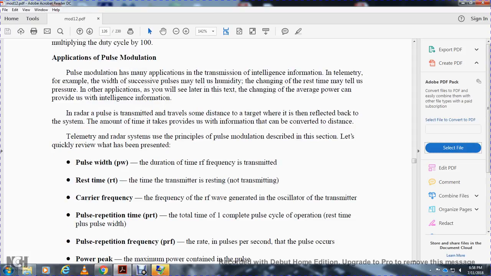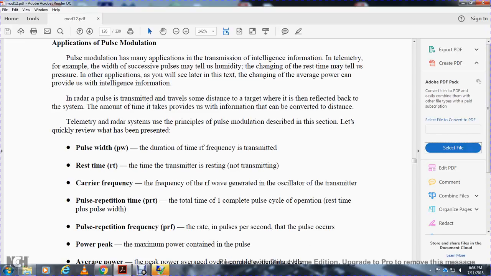Pulse width: the duration of the time the radio frequency is transmitted. The rest time: the time the transmission is resting, with no transmission. Carrier frequency: the frequency of the radio frequency wave generated by the oscillator in the transmitter. The pulse repetition time: the time of one complete pulse cycle, the operating time plus the rest time of the pulse width. Pulse repetition frequency: the rate of the pulses per second.